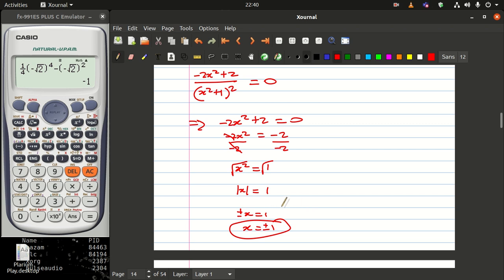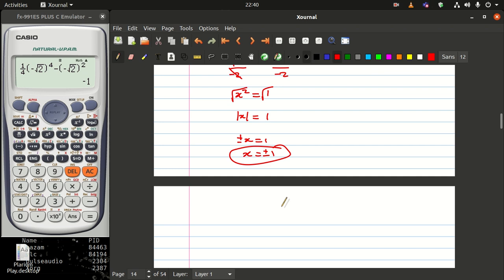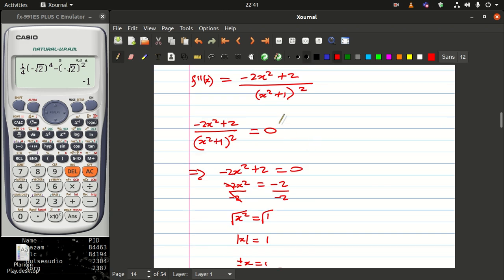And then the next thing that we're having here, we have these points here. So we're supposed to start with the number line, but now we have to check what are the values of x that will make this whole thing undefined. In other words, when will the denominator be equal to 0? So you can see that in order for the denominator to be equal to 0, we need x squared plus 1 to be equal to 0.